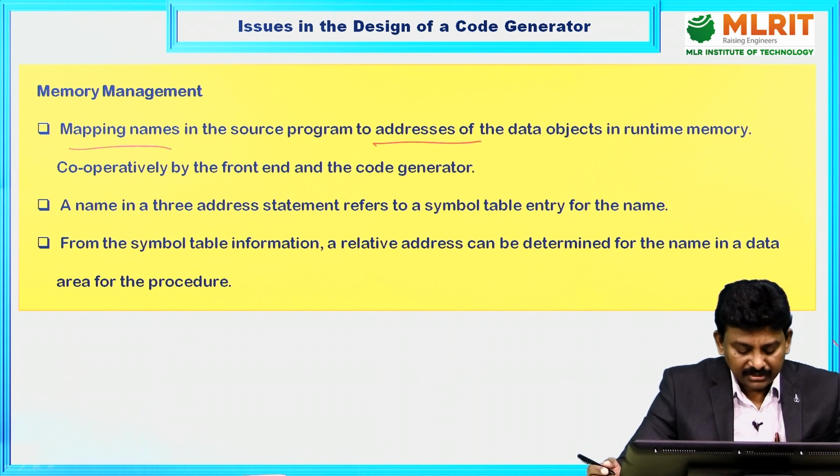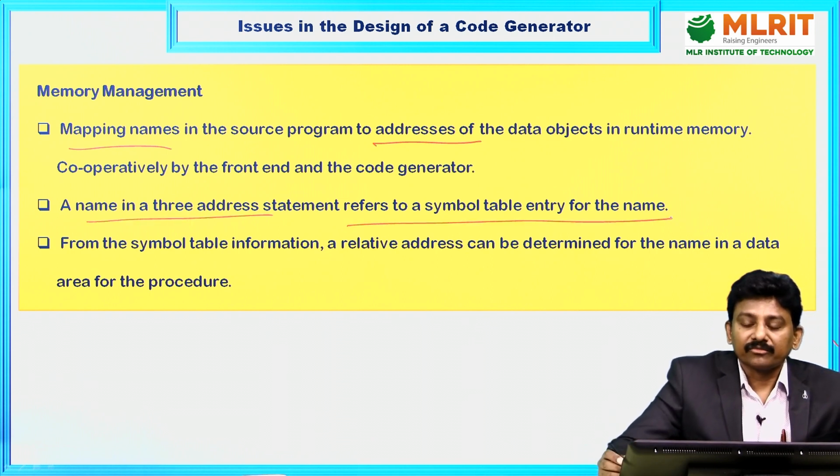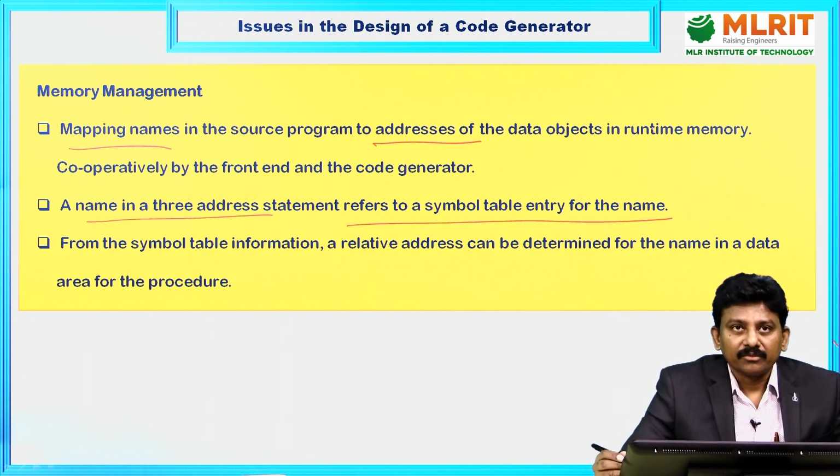That means the front end generates 3 address statements that represent operations involving the names. For example, a name in the 3 address statements refers to a symbol table entry for the name. For example, we have integer variables A, B, C, the 3 variables of type integer. For each and every name in the source program, there is an entry in the symbol table, that is, an address that gives the location to store the content of the variables. So from the symbol table information, a relative address can be determined for the name in a data area of the procedure. For every procedure or function, a stack frame is assigned. There the names are stored.